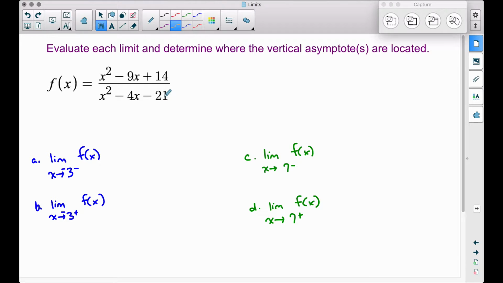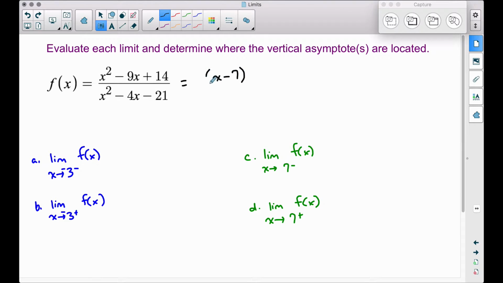And it's not really magic, but limits: we can evaluate limits sometimes by factoring, given that in this case we get a 0 in our denominator for all of these that we're trying to check. So I'm going to go ahead and factor this thing. The numerator: if we take negative 7 times negative 2, we get a positive 14, and negative 7 minus 2 gives us negative 9.